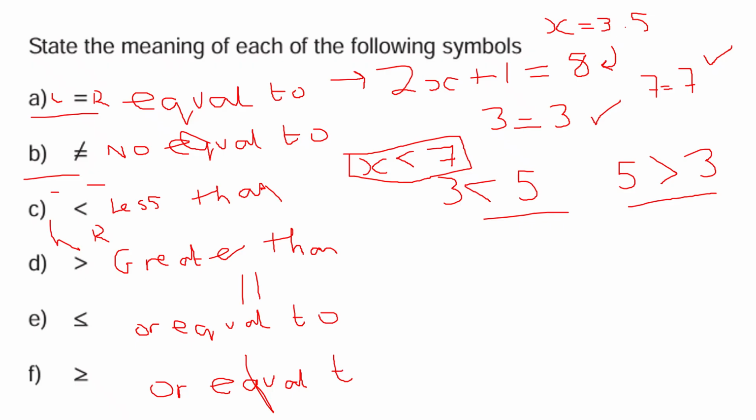You might also come across this symbol, the three lines. That just means equivalent, and that's not really tested a lot at GCSE. You'll see it a lot more in A-level maths and further maths.